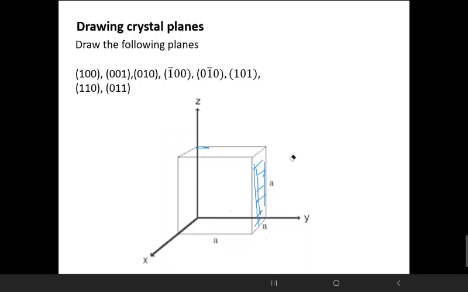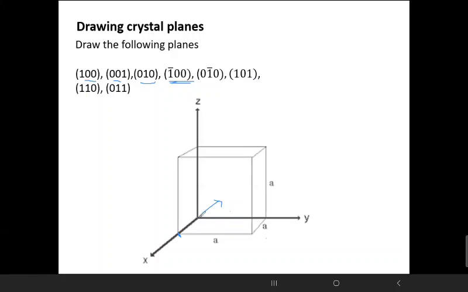So this is this type of plane. If you are having two zeros, the plane lies on those particular axes. Now we will study bar 1, 0, 0. Bar 1 means this is plus 1, this is minus 1. So that is beyond the unit cell, and you have to draw the plane inside the unit cell.